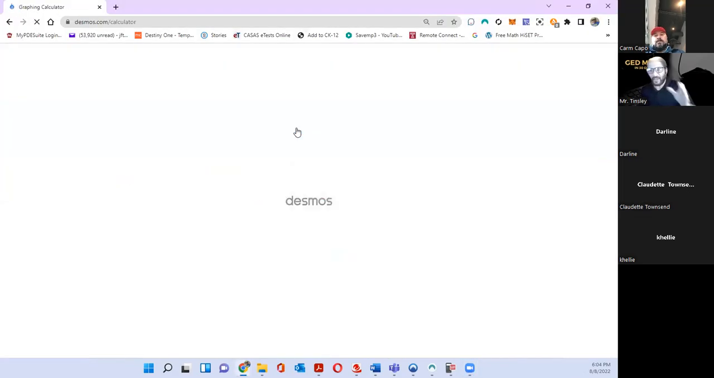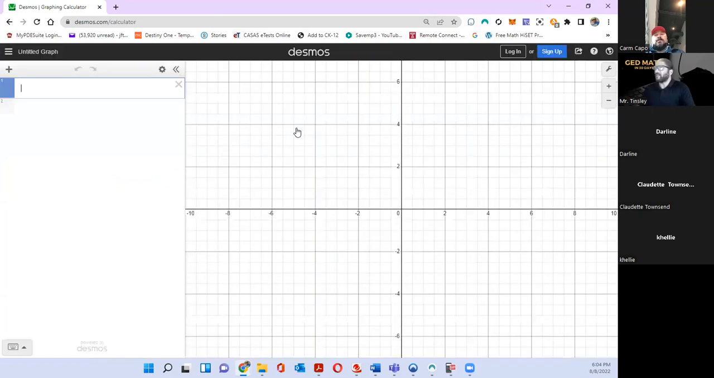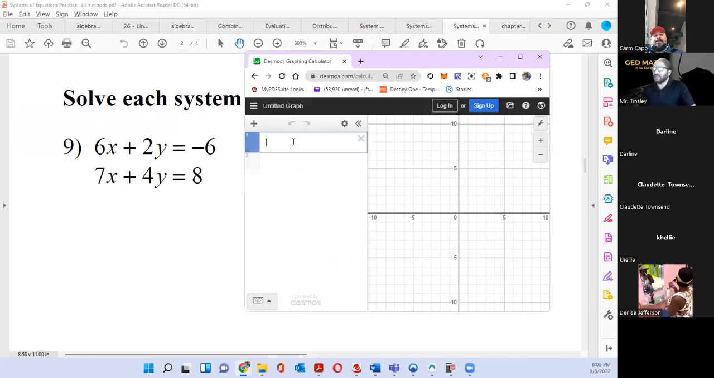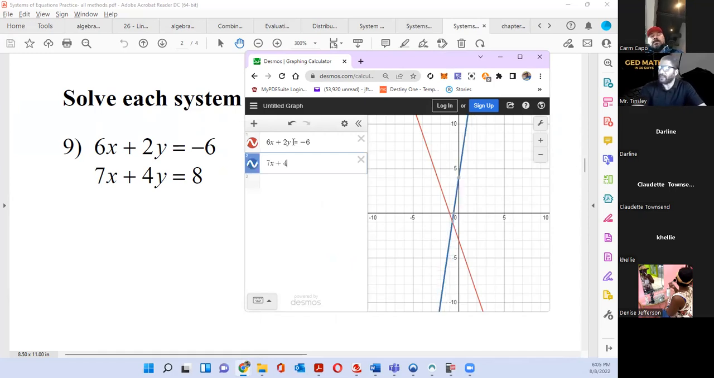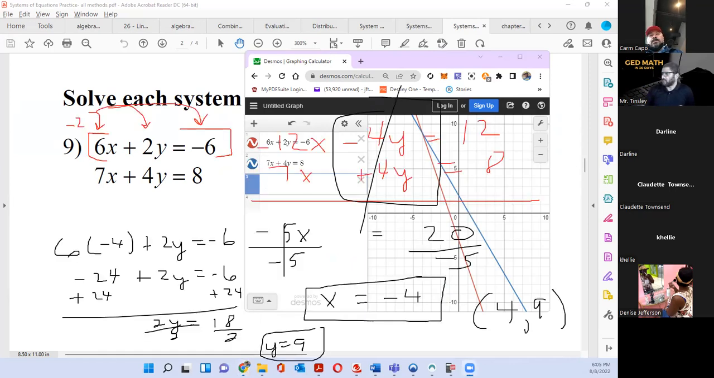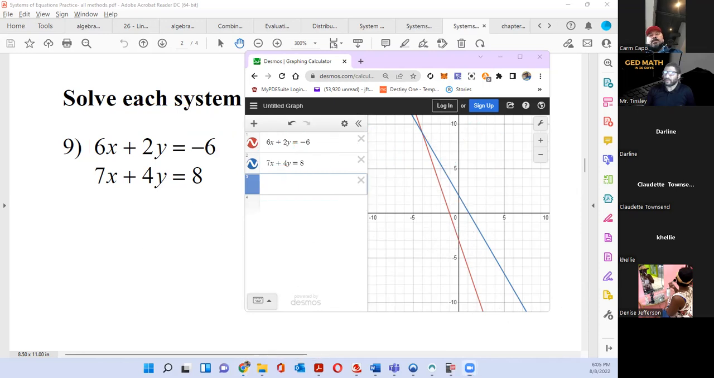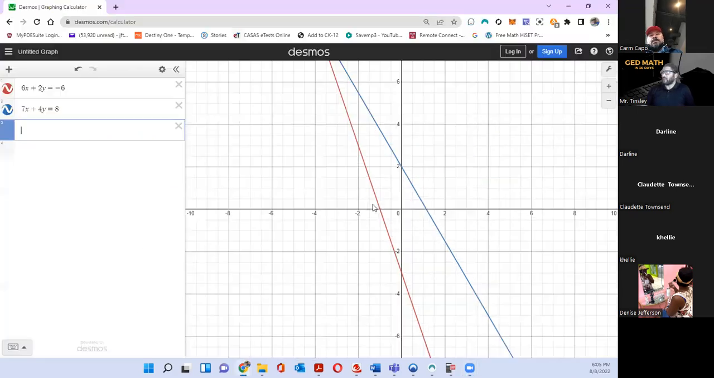I'm going to show you something that's very important because this is one of the questions somebody asked me. They said, what if they gave us the equation? So watch this. 6x plus 2y equals negative 6. That's my first equation. Let me put my second equation in. 7x plus 4y equals 8. Now remember, I just solved this system. I forgot what the answer was. It was negative 4, 9. But if you graph it, watch this.